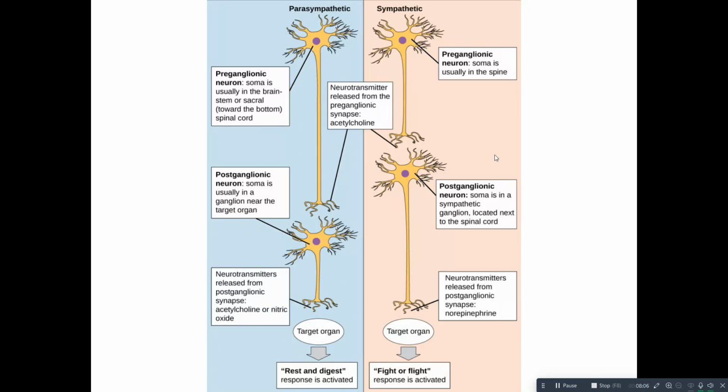Here we see our 2-neuron pathway for each. So this is our preganglionic neuron up here, starting in the CNS, and the preganglionic neuron is going to synapse with the second neuron at a ganglion, and these are each our postganglionic neurons, which are going onward to the target organ, the effector.